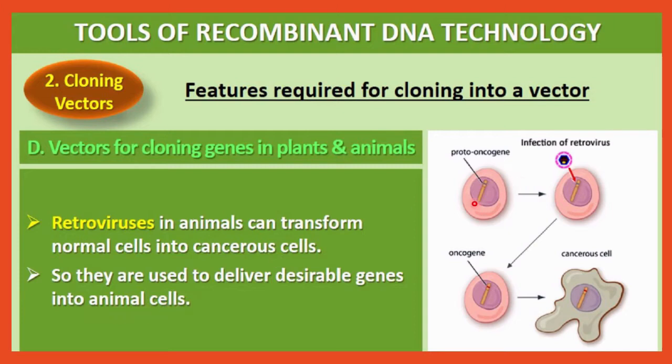Here you can see this is a normal cell. The retrovirus will infect it, so the gene will be incorporated into the host DNA, and in this way the cell will convert into a cancerous cell. So the retrovirus plays a very important role if we convert it into a non-infectious or non-pathogenic form.